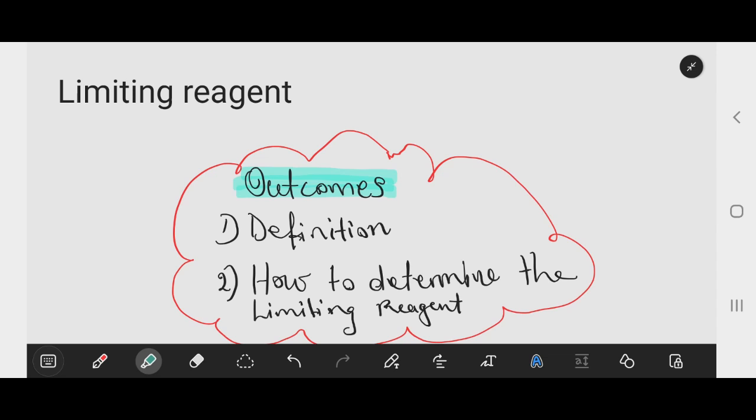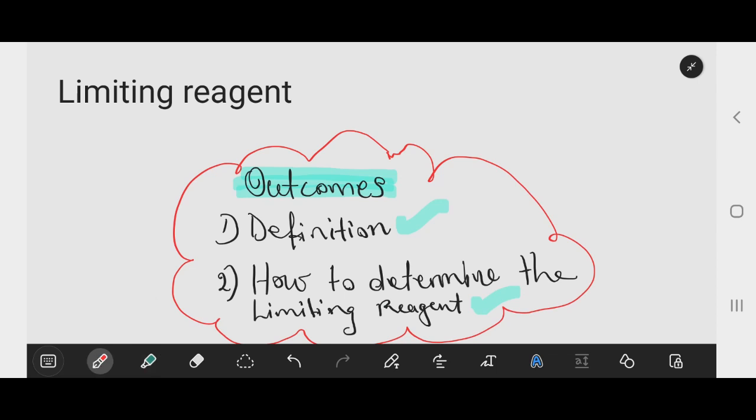Looking at the outcomes for this lesson, I will first state the definition of the limiting reagent, and learning outcome number 2, I will show you how to determine the limiting reagent from a calculation.